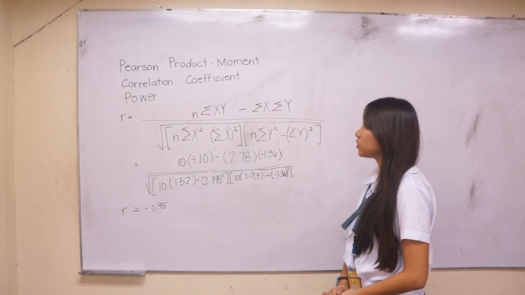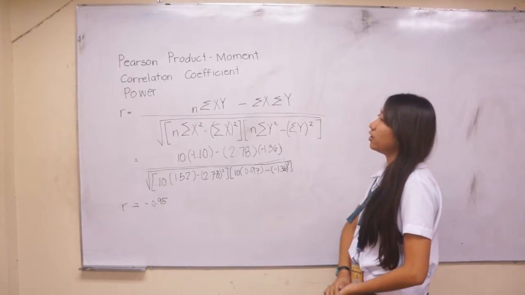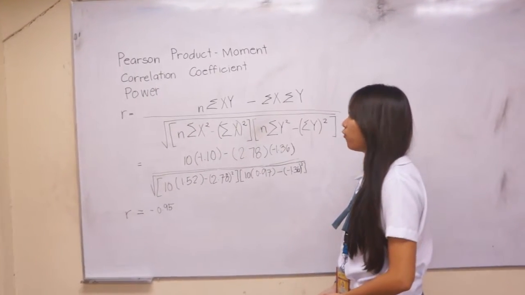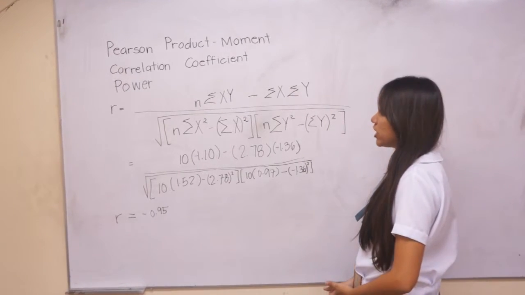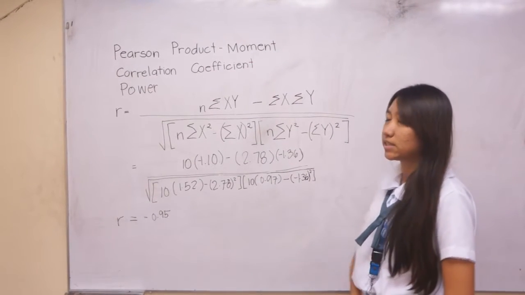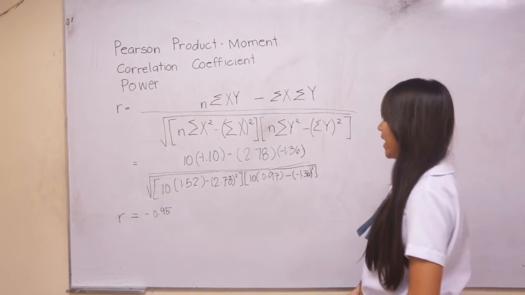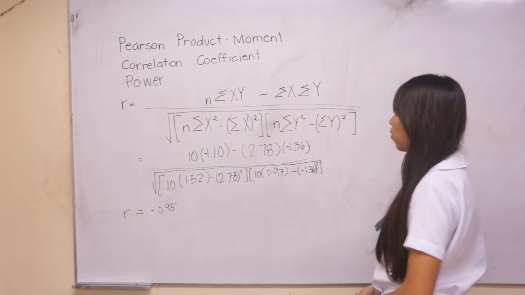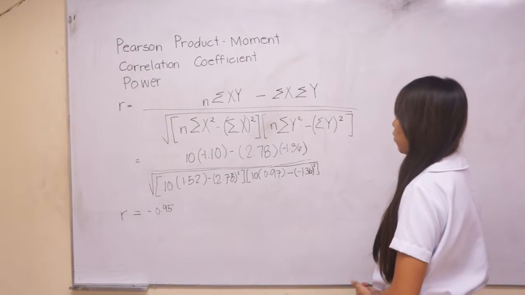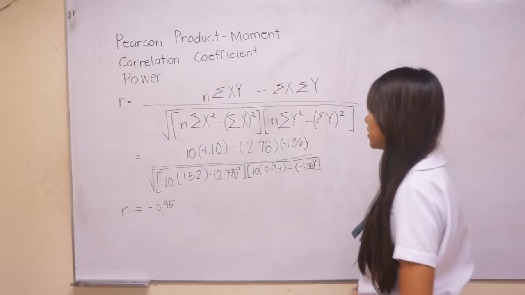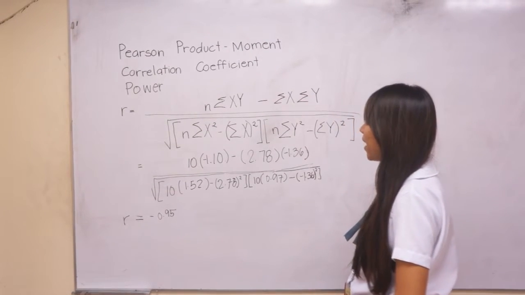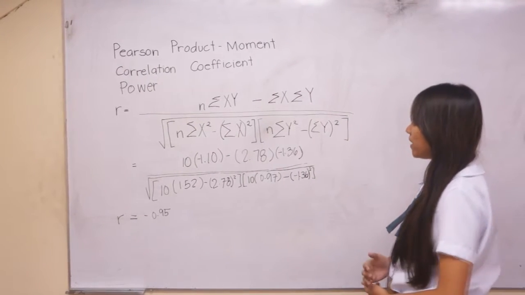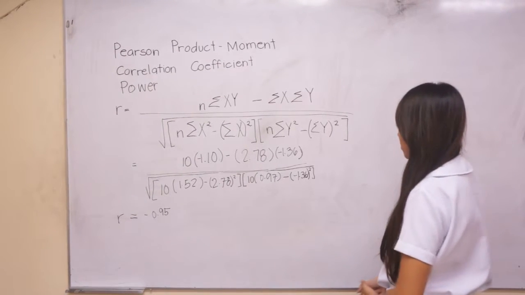Now, we are going to solve the Pearson product moment of the power equation. We are going to change the small x into big X, which means the logarithm of all the x elements. And we're going to change the small y into big Y, which means the logarithmic value of all y elements. So our equation now will be n times the summation of big X times big Y minus the summation of big X times the summation of big Y, all over the square root of n times the summation of big X squared minus the summation of all x elements squared, times n times the summation of big Y squared minus the summation of all y elements squared.